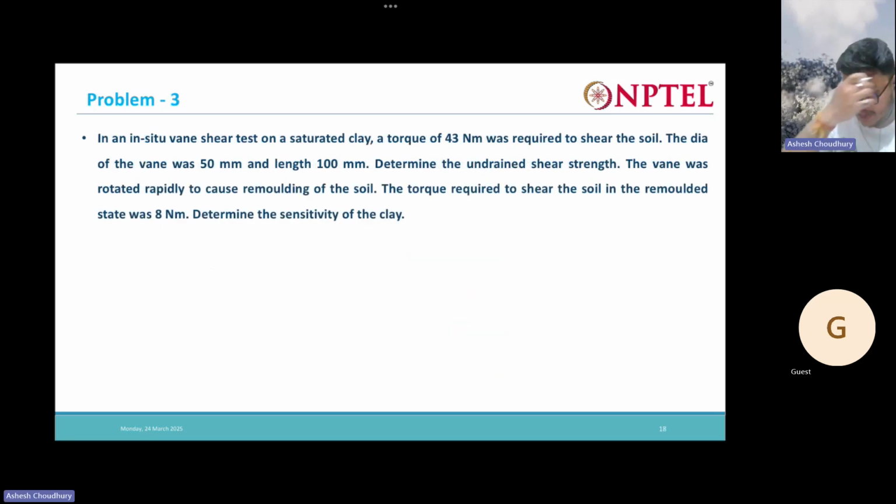Okay. So a similar problem again. Try to do this by yourself for a minute. It's the same thing you have to use, and then you have to find out the sensitivity. Just try for a bit, and I will solve it for you.